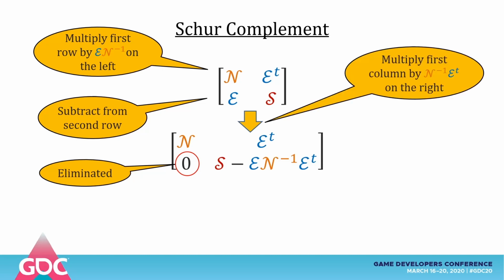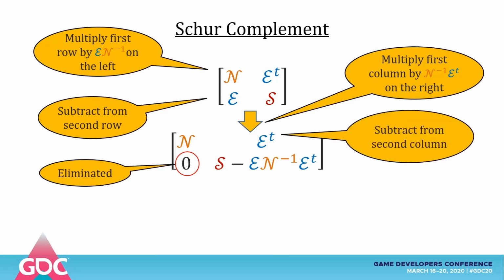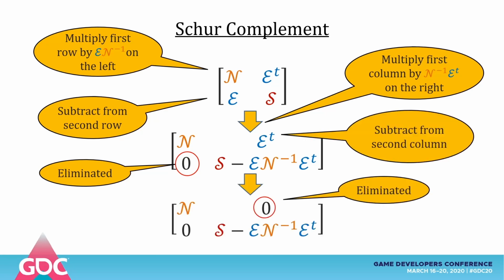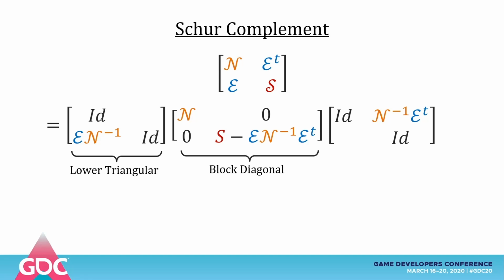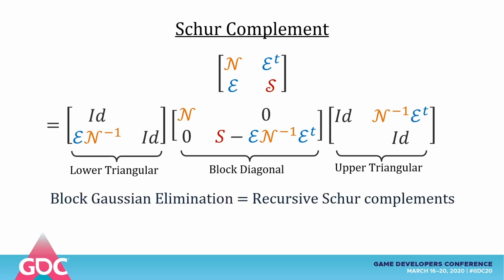Then we multiply the first column by N inverse times E transpose and subtract from the second column, resulting in the top right block being eliminated. So what we have done is to decompose the block matrix as a product of a lower triangular matrix, a block diagonal matrix, and an upper triangular matrix, which is the transpose of the lower triangular one. And so we have obtained a block LDL decomposition. The algorithm that produces this block LDL decomposition is the block Gaussian elimination, which is just a recursive computation of the Schur complement.